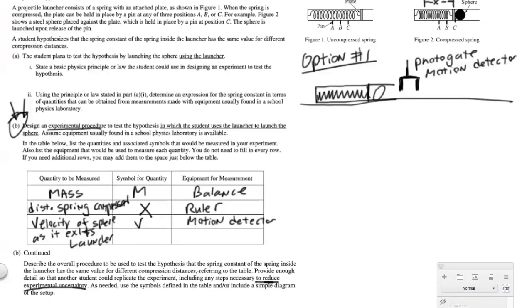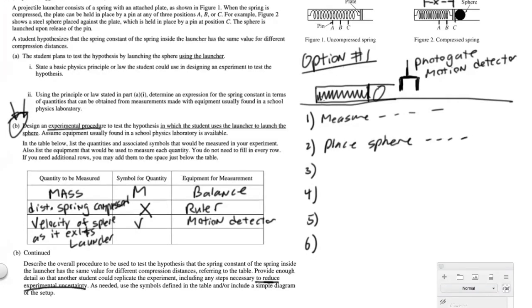Okay, so our procedure for this is going to go like this. I'm just going to say it out loud, and if you want, you can copy it down. I did this in 6 steps. First step, I wrote, measure the mass of the sphere. Second step, place the sphere in the horizontal launcher. Number 3, record how far the spring was compressed.